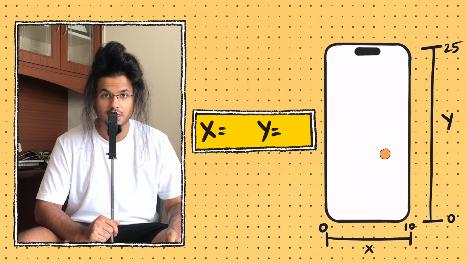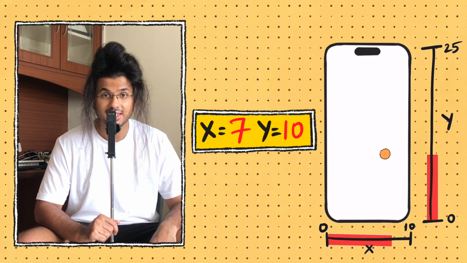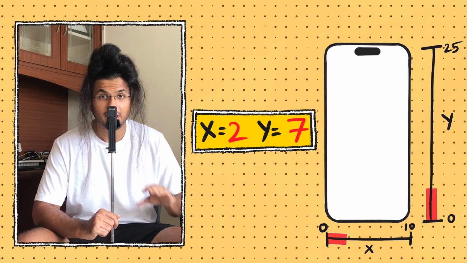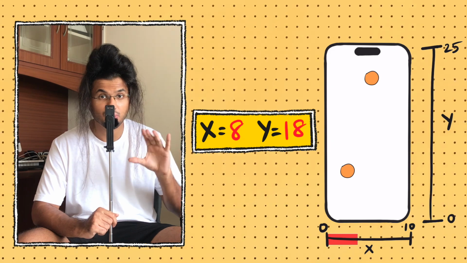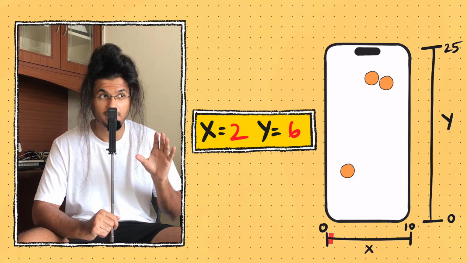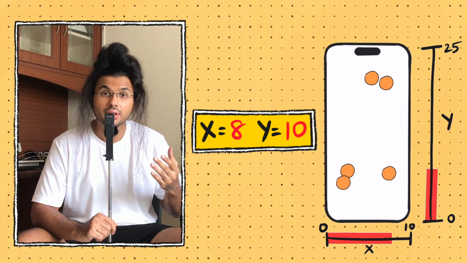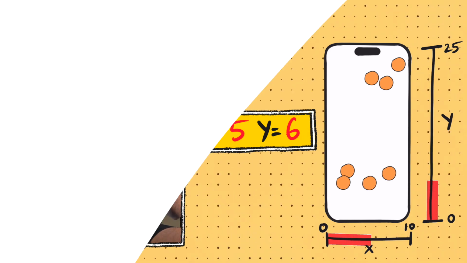Now look at this point. This point has an x value of 7 and a y value of 10. That's 7 by 10. So that's how we define a point. Now we can create random positions by assigning random values to x and y. But you gotta make sure it stays between the limits. For x, it needs to stay between 0 to 10, and for y between 0 to 25. So when we generate a random value for x and y, we got ourselves a random spawn position.